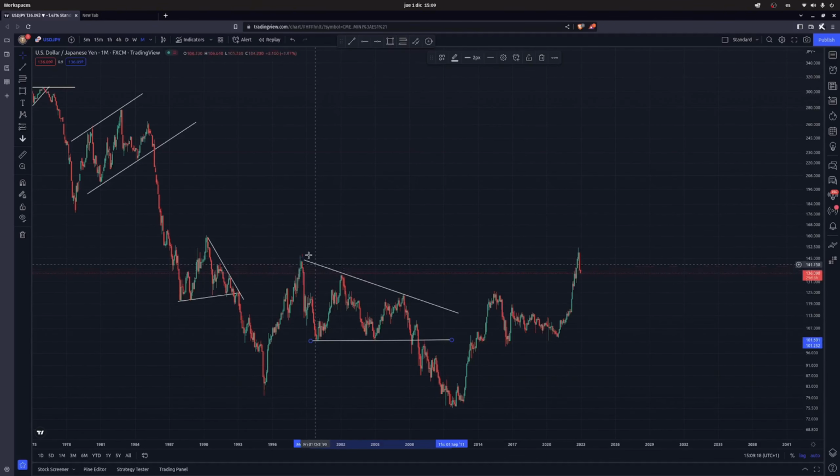Right, as we have lower highs and this resistance level here, where we finally broke to the downside. Then again here, another triangle pattern. And this is the monthly.